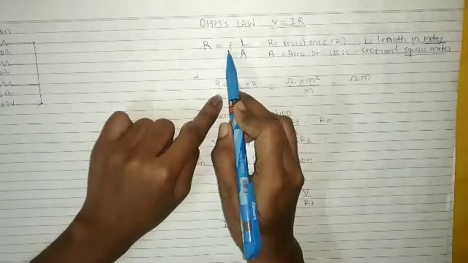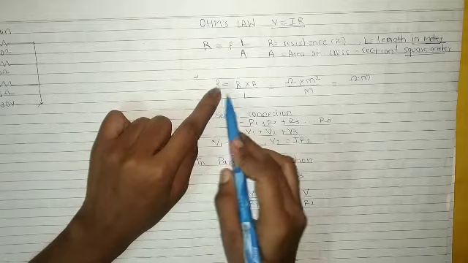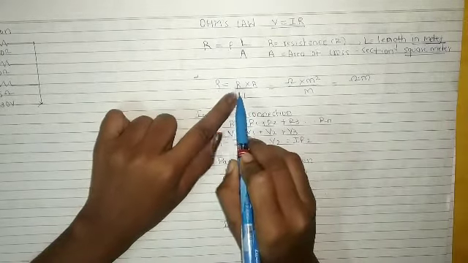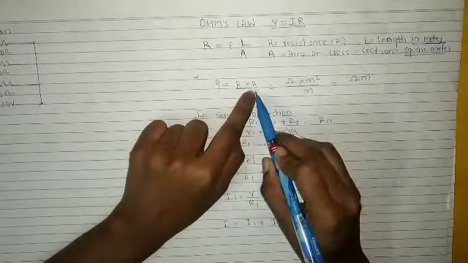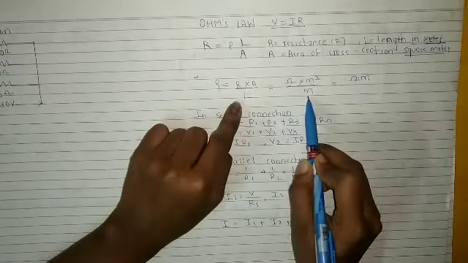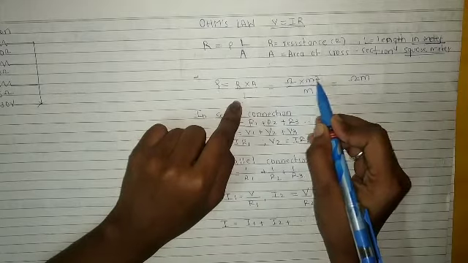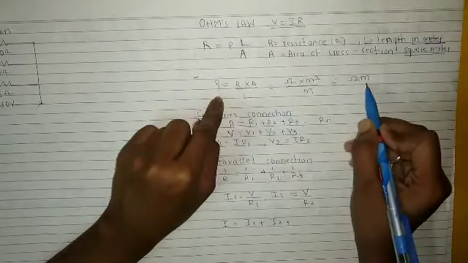From this formula we derived the resistivity value. So this is the formula for the resistivity. R is measured in ohm, area in meter square as we discussed, length in meter. So this m and this m will get cancelled, leaving one m, and our resistivity unit will be ohm meter.